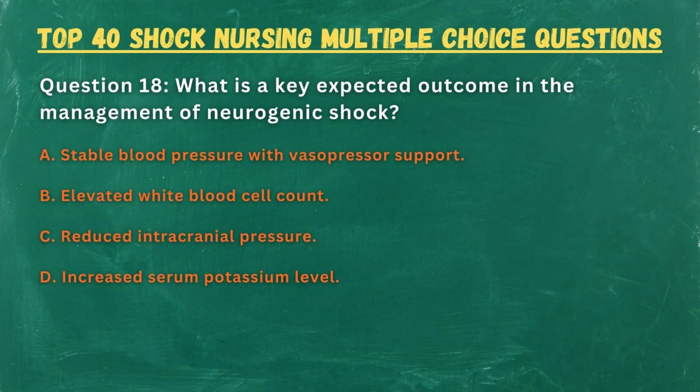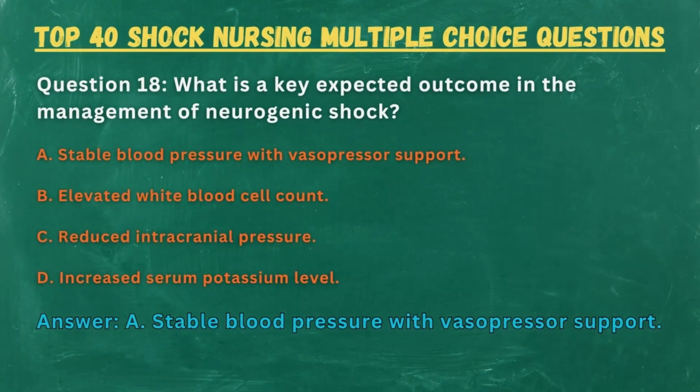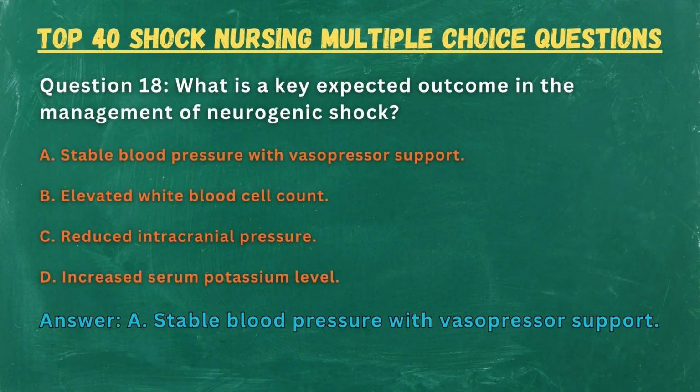Question 18. What is a key expected outcome in the management of neurogenic shock? A. Stable blood pressure with vasopressor support. B. Elevated white blood cell count. C. Reduced intracranial pressure. D. Increased serum potassium level. Answer: A. Stable blood pressure with vasopressor support.